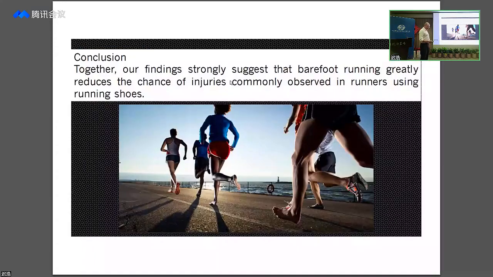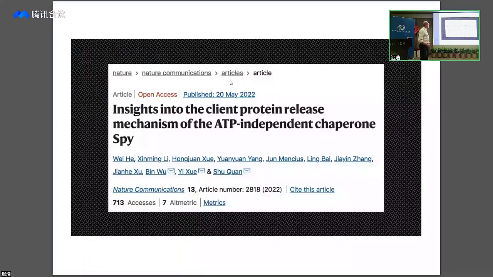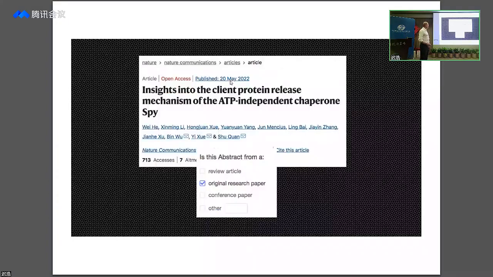The second task was about checking your papers, some of your selected papers, for abstract, so particular elements of abstract. And so here we received quite a few answers from you. So what I will do now is I will take you through just three of the articles that you have shared with me. So here you can see the first one, insights into a client protein release mechanism.